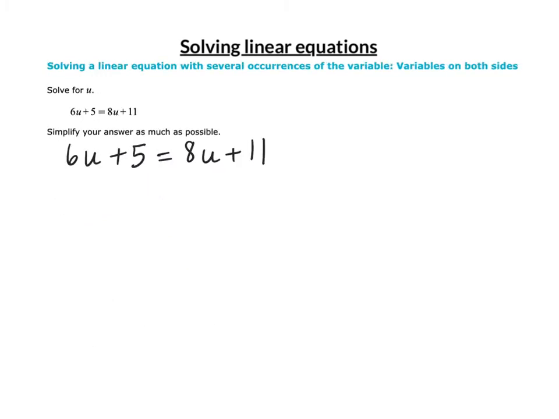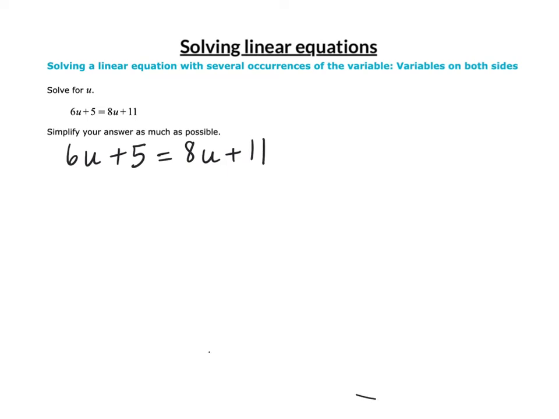Here's another question with variables on both sides. A lot of times students see the plus 5 and they subtract 5 from both sides, or they see the plus 11 and they subtract 11 from both sides. Both of those are correct steps. But in general, to avoid confusion, I always recommend doing the variables first. So you have two options here. You can subtract 8u from both sides. Now notice if I take 8u from both sides, 6u minus 8u will be negative 2u. And that's okay. I could do that.